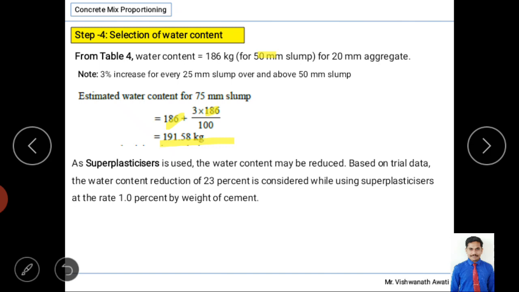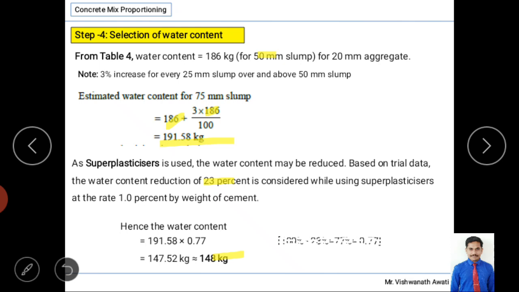But here we are using super plasticizers. We know what super plasticizers are: they are water reducers. From the trial we are getting up to 23% water that we can reduce. So when you reduce 23% of the 100% water, we are remaining with 77%. Hence the water content is now 0.77 times the earlier value. Why? Because 77% of the water is required, right? So finally we are getting 148 kg of water. So now what is the water content? 140 kg.